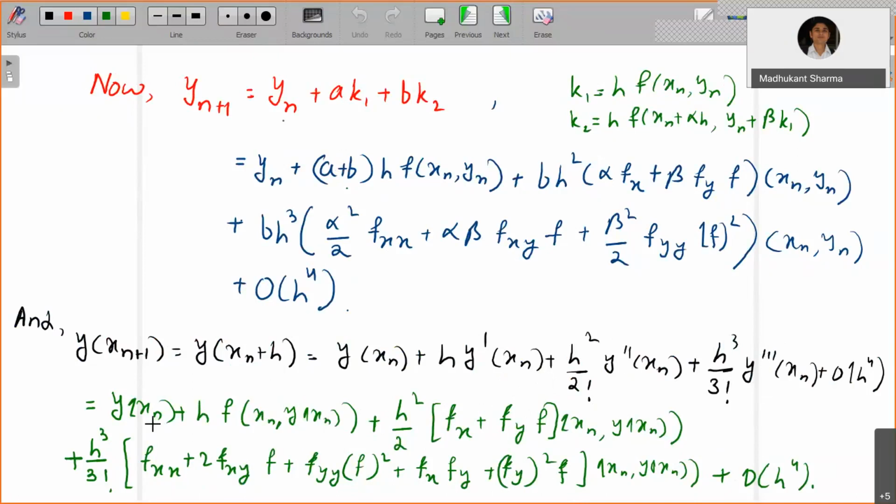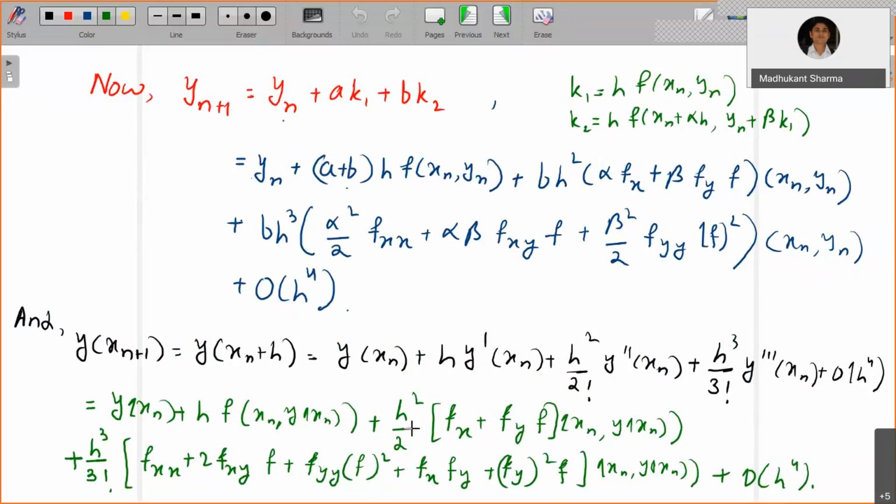So for the first term, we are going to assume that y at xn and yn are the same. Okay, so we are ignoring the fact that y at xn and yn may be different. We are not interested in this. We are interested in the discretization error being as small as possible. So we are not distinguishing between y at xn and yn. So now if you compare, since y at xn and yn are the same, the first term matches. Now the second term will match if and only if a plus b is 1. So one condition is a plus b is 1.